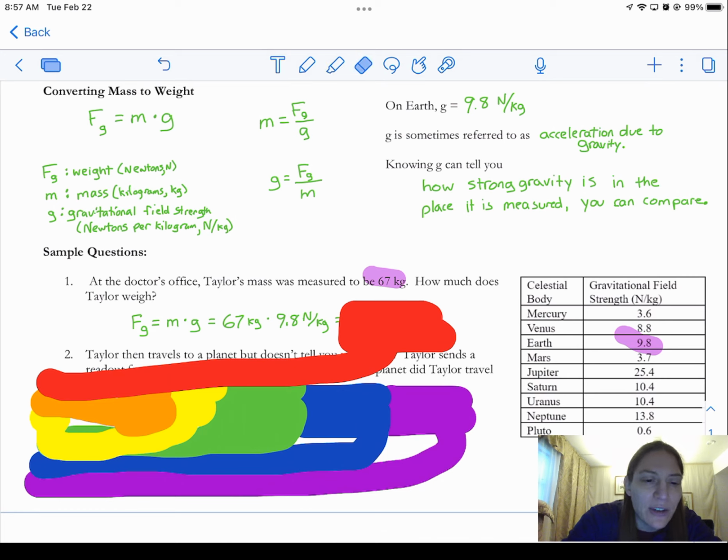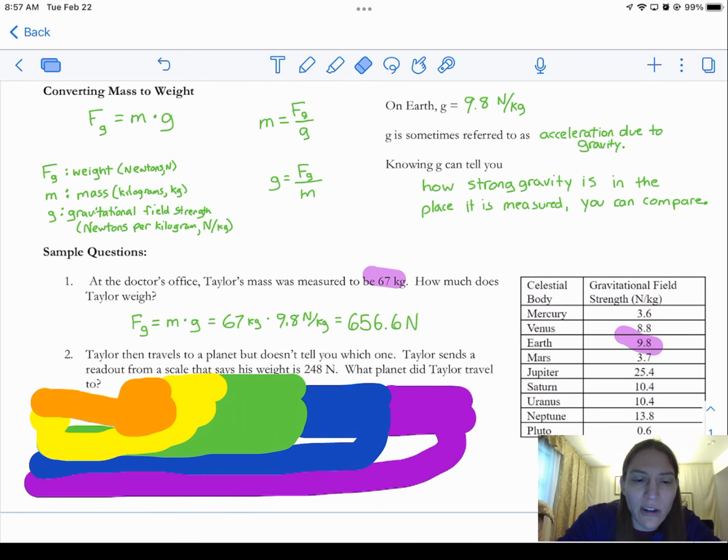Okay, now we're going to type that into our calculator, that little dot right there. When we write them next to each other, that means we're multiplying. When we multiply those in our calculator, I got 656.6 newtons.